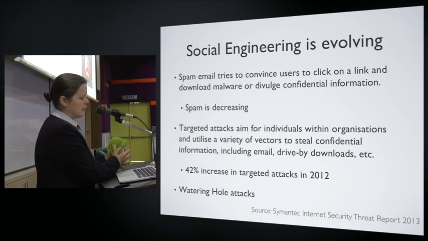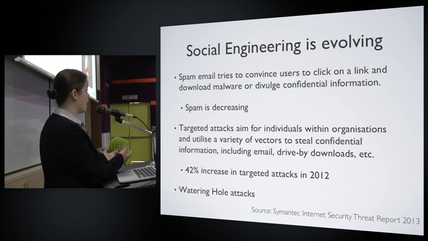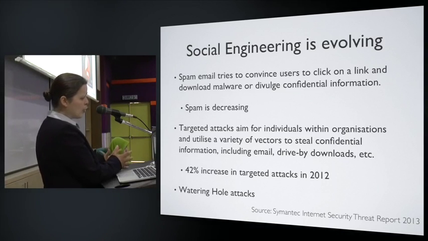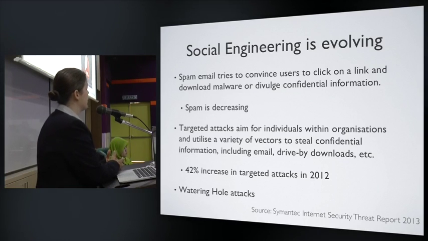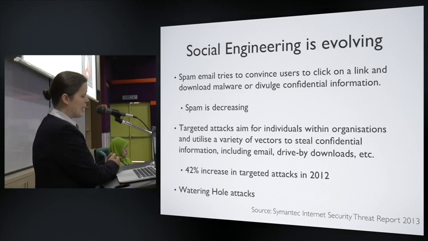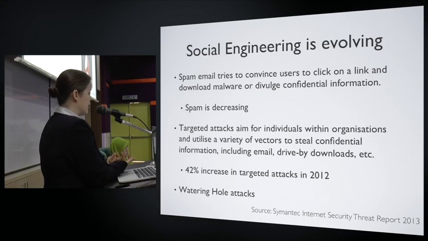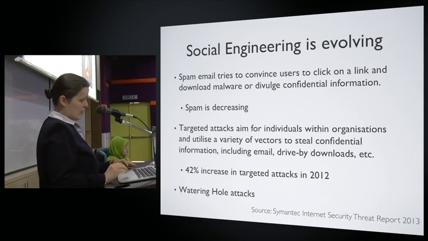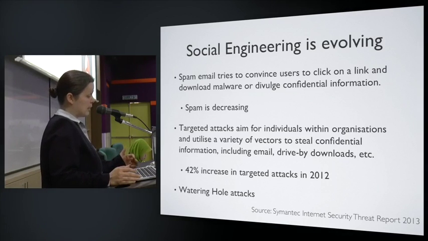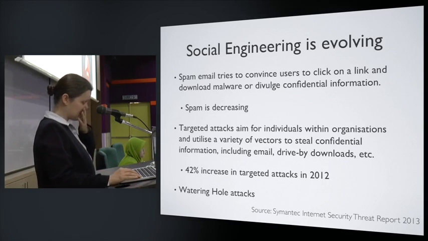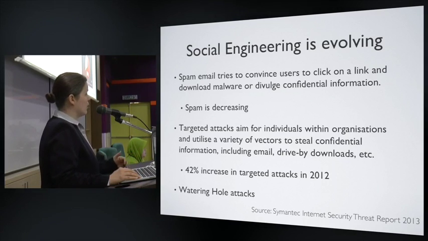So what we're seeing is that spam email is decreasing, and as there are a lot more opportunities to target people via social networks and so on, we are seeing a lot more vectors in which you can target people. And a worrying threat is the fact that targeted attacks are definitely on the increase. So going back to the Symantec Internet Security Threat Report, the latest one, they are seeing a decrease in the percentage of spam, but at the same time they are seeing a huge increase in targeted attacks.